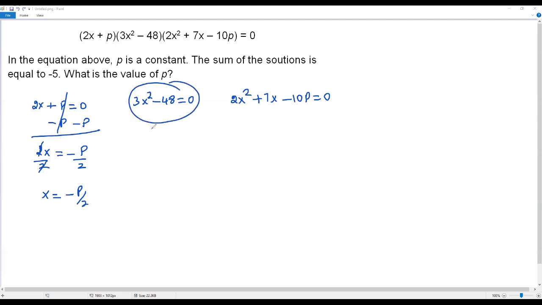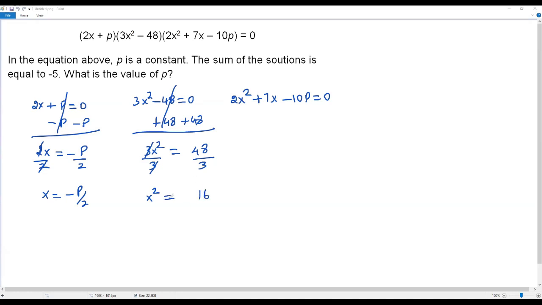Now let's solve the second equation. For that, I'm adding 48 to both sides. Positive 48 and negative 48 cancel, and I get 3x² = 48. Then I divide both sides by 3, the 3 cancels, and dividing 48 by 3, I get x² = 16. Now to get rid of the square, I have to take the square root on both sides. When I take the square root on both sides of an equation, for one of the square roots I need to take a positive or negative sign. So the square root and the square cancel, and I get x = ±√16. The square root of 16 is just 4, so x = −4 and x = 4. We get 2 solutions here.